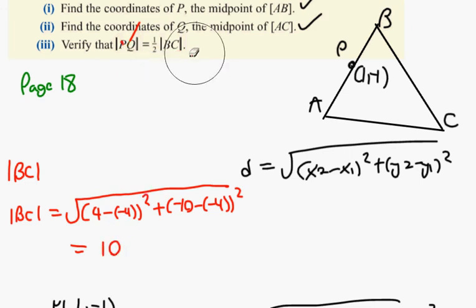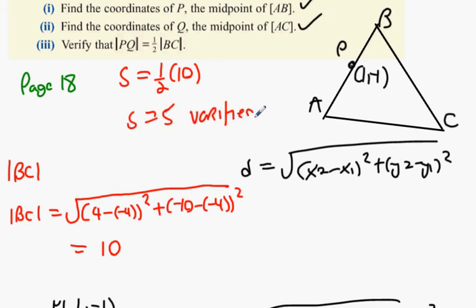Now, the answer you're going to look at is 5 half of 10? Yes, it is. 5 equals 5, and hence it's verified. Well, yeah, not necessarily. The 5 equals 5, you do, yes.